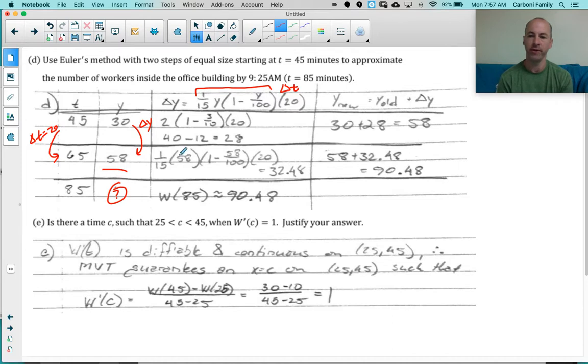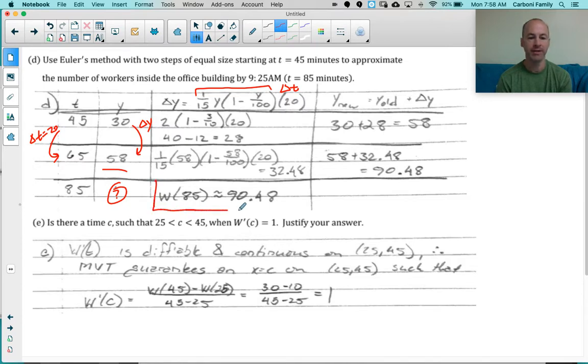So I don't think if you do see an Euler's method this year, the arithmetic is going to be this bad. I think they're going to keep it a little bit more straightforward. You end up getting a delta y of 32.48. And when you add that, you get an approximation of 90.48. I didn't write it here.